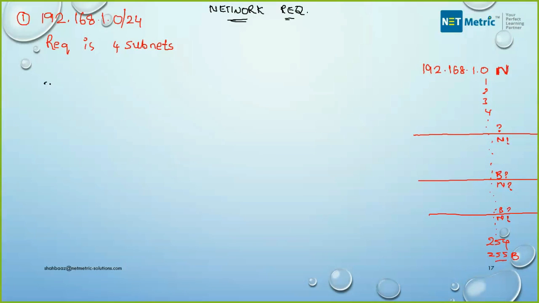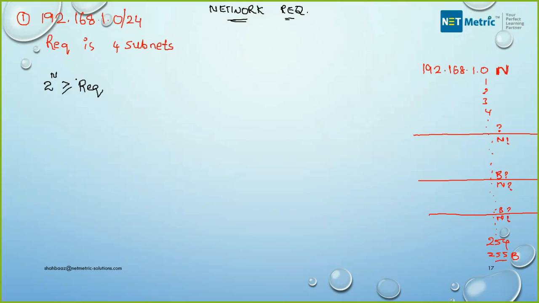The formula is 2 power n should be greater than or equal to the requirement. In the previous slide we saw that subnetting can be achieved by converting the host bits into network bits. But how many bits do I have to convert? I don't know. You remember that previously, instead of /24, I randomly wrote /27, which means I converted 3 bits. But I want to know the exact value. If I want to get only 4 subnets, how many bits do I have to convert?